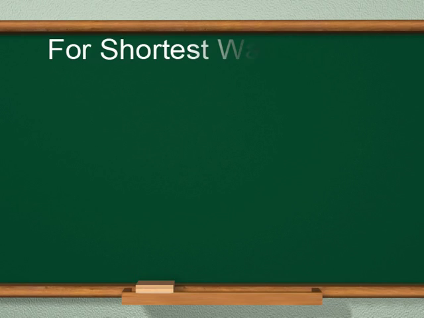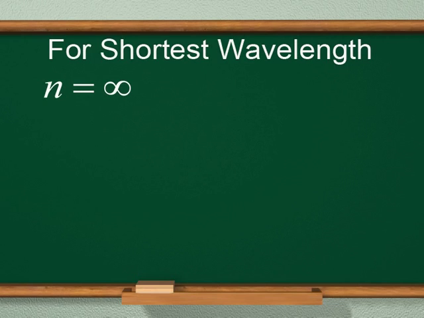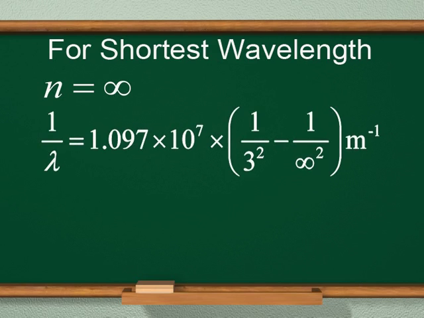For shortest wavelength, n is infinity and 1 by lambda becomes equal to 1.097 into 10 to the power 7 into 1 by 3 square minus 1 by infinity square.